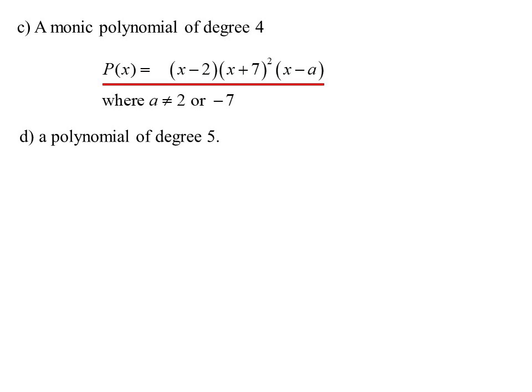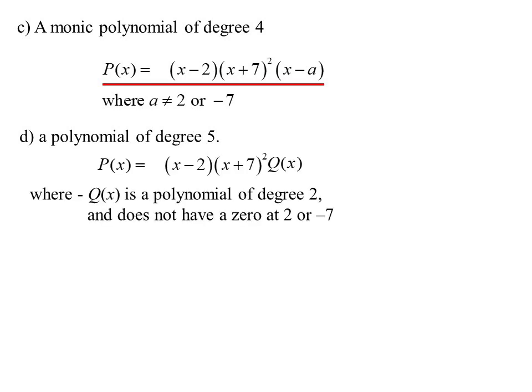Polynomial of degree 5 then. At the moment I've got a degree 3. I would have to multiply by a quadratic, so it's a polynomial of degree 2, but again, it can't have a zero at 2 or negative 7, or it'll change the nature of those zeros. And yeah, I could multiply it by a constant number because they didn't say it was monic. So I could have that there.